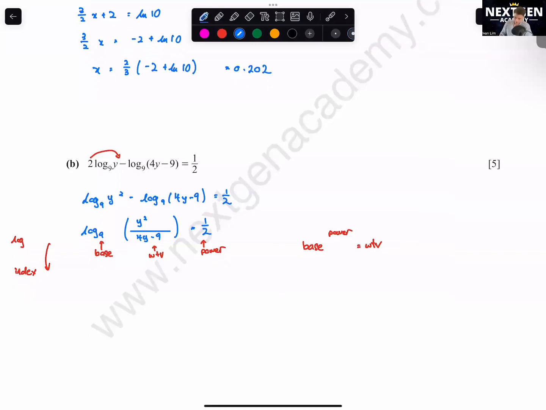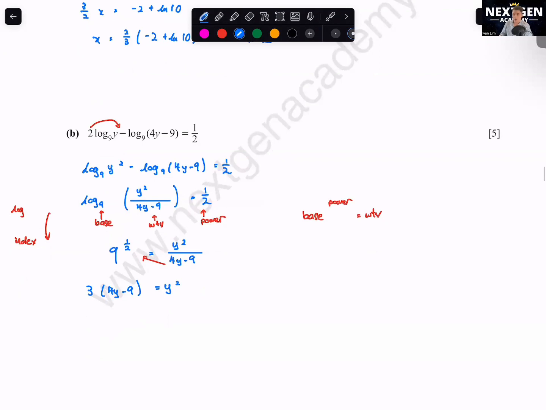So here it will become 9 to the power of 1 over 2 equals y squared over (4y minus 9). Then 9 to the power of 1 over 2 becomes 3. Then I multiply this (4y minus 9) up, equals y squared. I want to use 132, right? I taught you all last time. Then here you will get 12y minus 27 equals y squared.